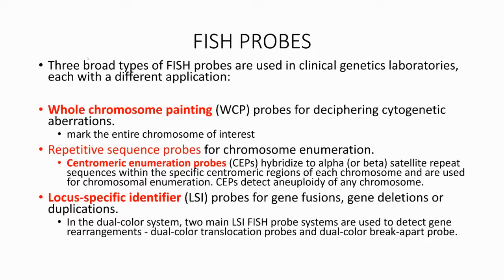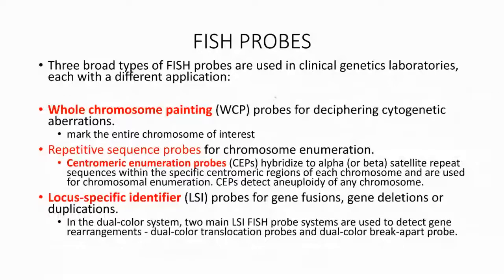Yeah, it's called FISH, exactly. Three different types of probes are commonly used. We can have the whole chromosome painting probe, the WCP probe. The WCP probe is basically designed to mark the entire chromosome of interest, and it is useful for deciphering cytogenetic aberrations that are difficult to resolve on morphological grounds.